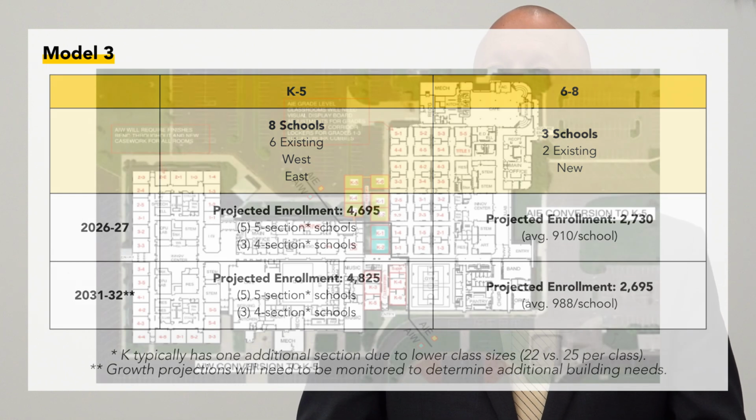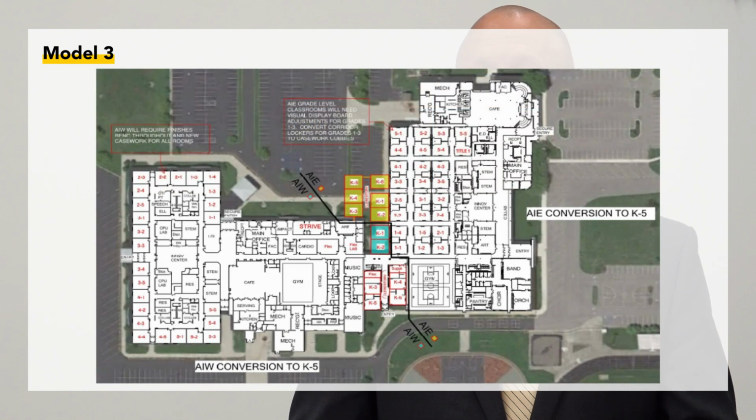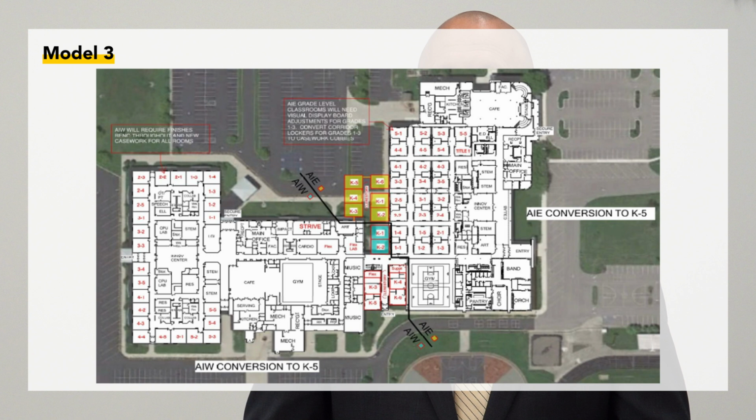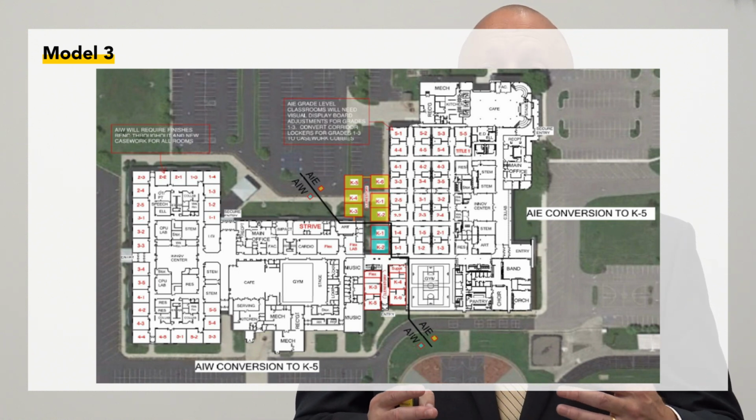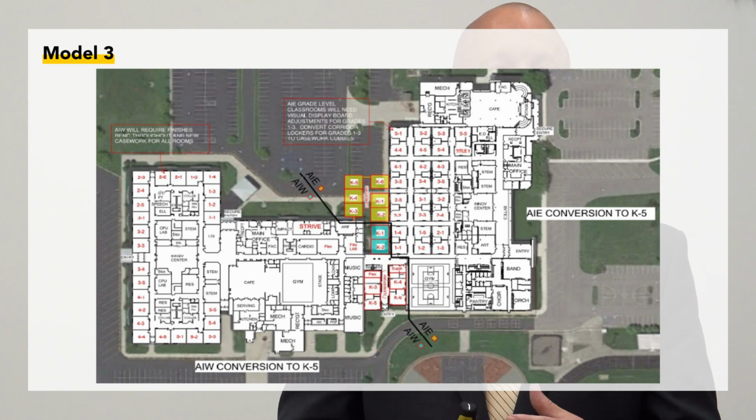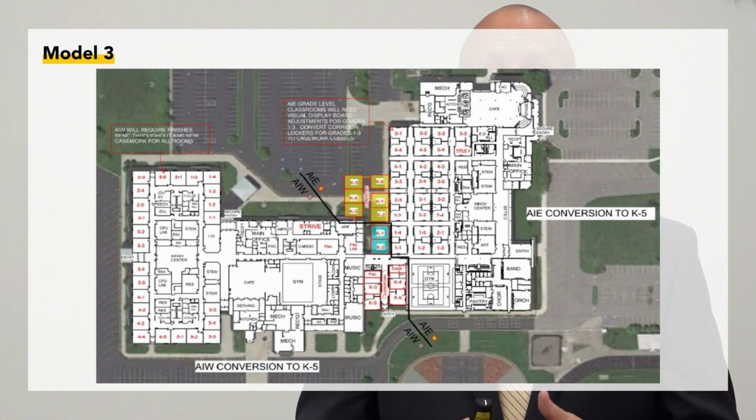As we look at the intermediate site map, we do not see a lot of additional construction that is needed. On the right is east. You'll see in yellow 6 additional classrooms that will be used for kindergarten. On the left is west. You'll see 2 additional classes in blue that will be used for kindergarten.